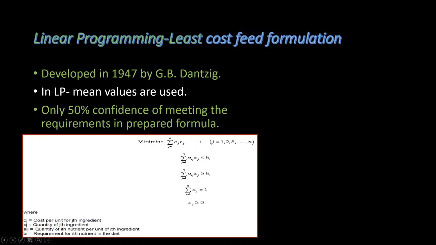When the mean value is being used by the software, statistically these mean values are associated with only 50% confidence of meeting the requirements in a prepared formula. So it means there are chances that the formula cannot meet the requirement of the animal. If we have 100 animals, there is a chance that 50% of the animals might not get nutrients according to their requirement.